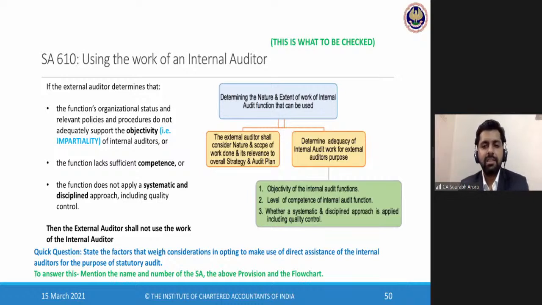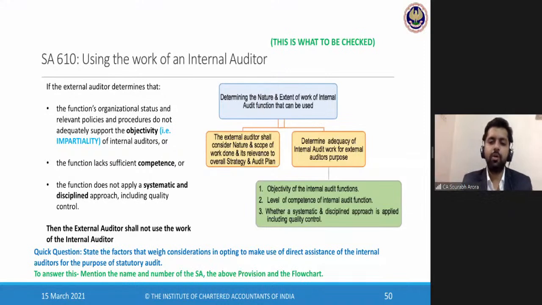So determining the nature and extent of work of the internal audit function that can be used. The external auditor shall consider the nature and scope of work done and its relevance to the overall strategy and audit plan. If the external auditor has to use the work of an internal auditor, he has to check these points, and if these points are checked, then he can actually use the work of the internal auditor in conducting his own responsibilities as statutory auditor.